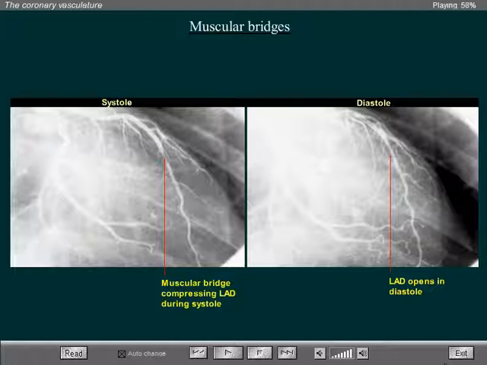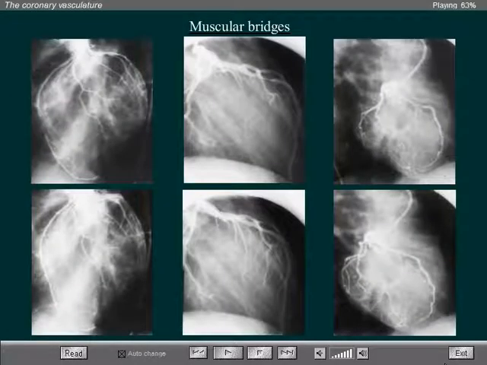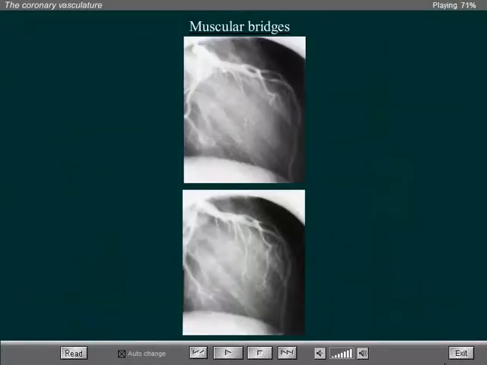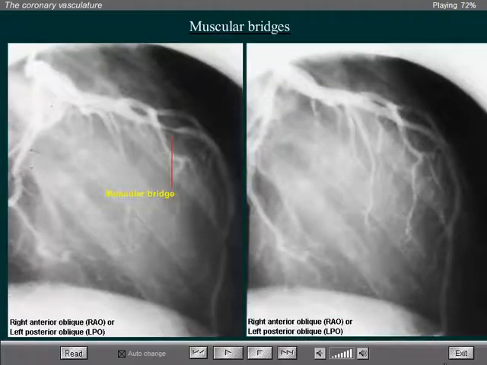abnormalities. The next three images show examples of muscular bridges, as we can see in the mid portion of the left anterior descending, picture to your left, as seen in the next image in the proximal anterior descending, in this left posterior oblique view of the coronary angiograms.